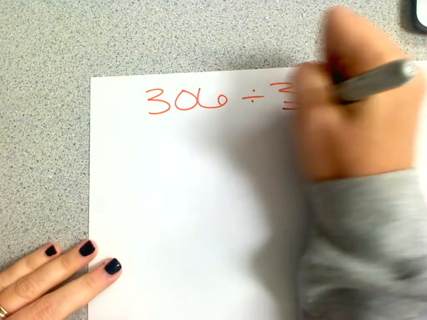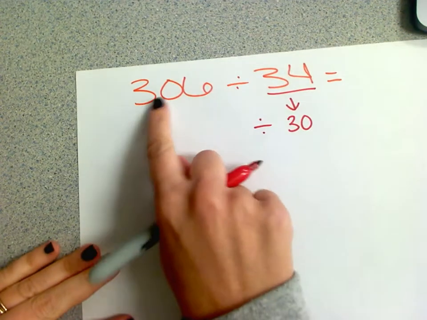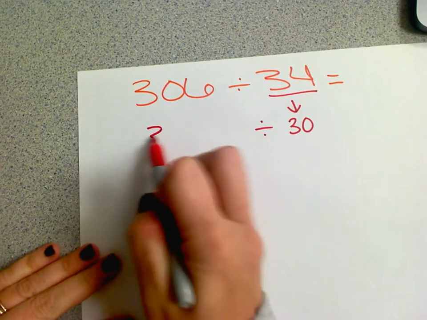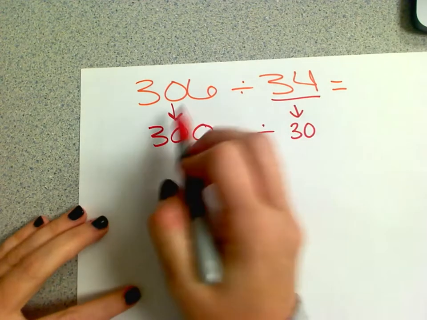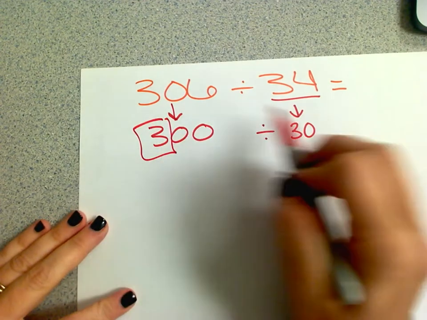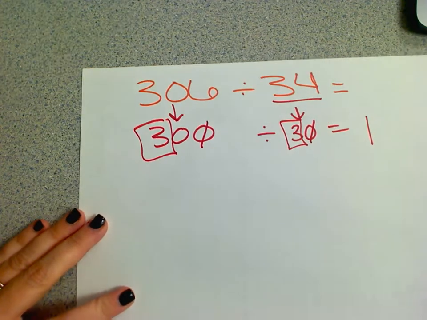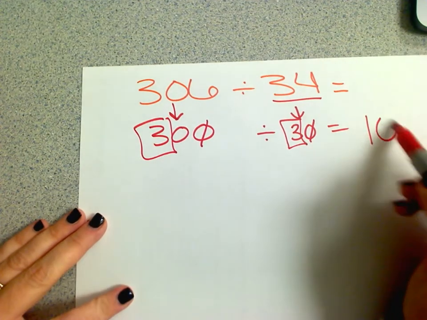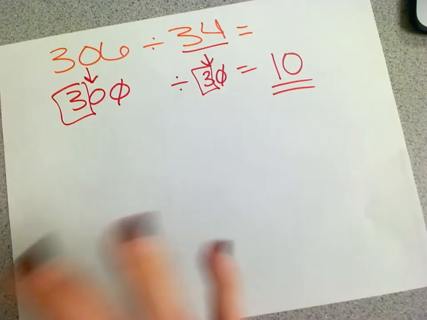Love these, right? Because 34 rounds to 30. And then we know this works really well together, we'll just make that a 0. Okay, 3 divided by 3 equals 1. Cross out the same amount of zeros from each side. Bring over any leftover zeros into your answer. So a reasonable estimate is going to be 10.